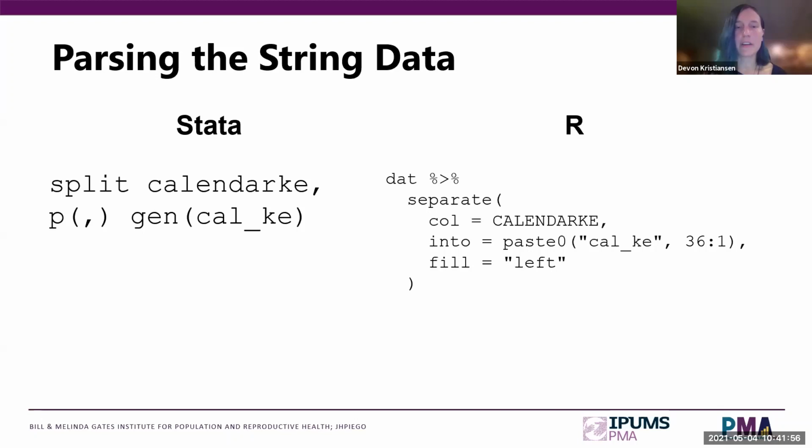The very first step that we will be taking today is to divide that singular string variable into wide format. We're going to split into the 36 months, and we're going to signal to R or Stata that it should split wherever it sees a comma. It's going to create 36 new variables. Next slide, please.